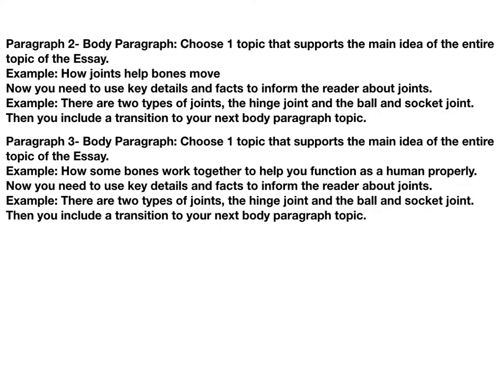Paragraph 3 would be choosing another topic that supports the main idea of the essay. So another example of another topic would be how some bones work together to help you function as a human properly. Now you need to use key details and facts to inform the reader about how bones work together to help you function as a human properly. So like your thigh bone, which is your femur, your tibia, and your fibula, they work together so your leg can bend and move. So that would help you like walk and run, those types of things.